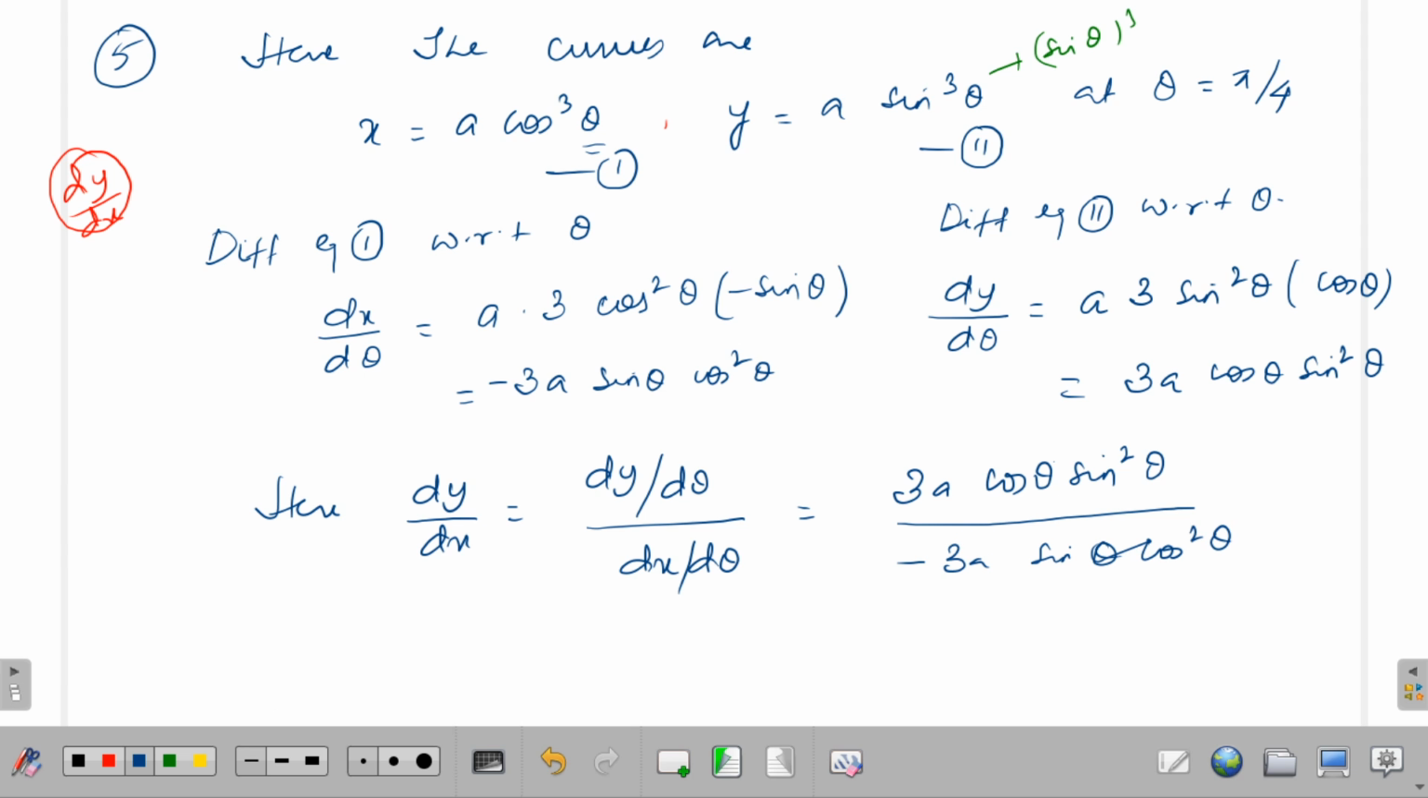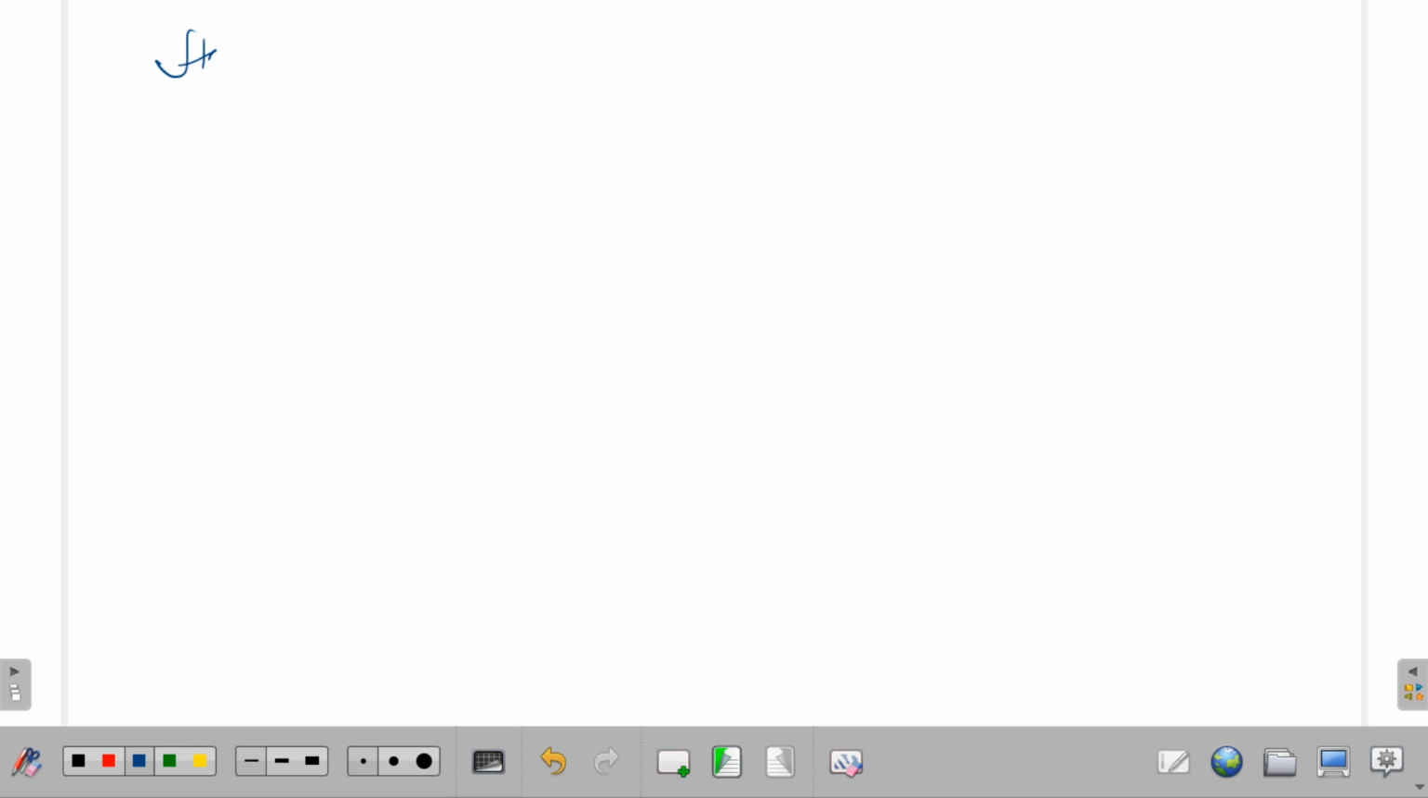So what can I cancel? I can cancel cos with squares, this and 3a cancel. So I'll get the answer nothing more than minus tan theta. Remember that I got your dy by dx to be your minus tan theta. But the question says that I have to find the slope of the normal. So I can say that here the slope of the normal at the point theta is equal to pi by 4 is equal to nothing more than minus 1 by m.